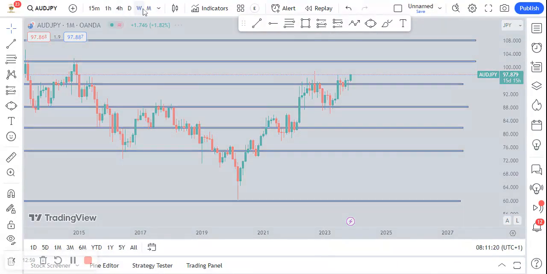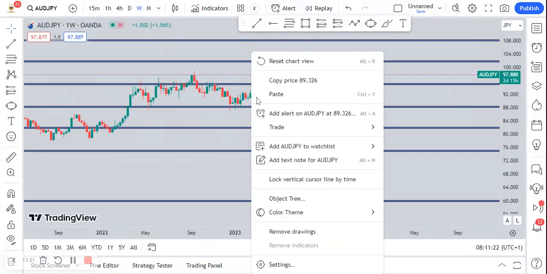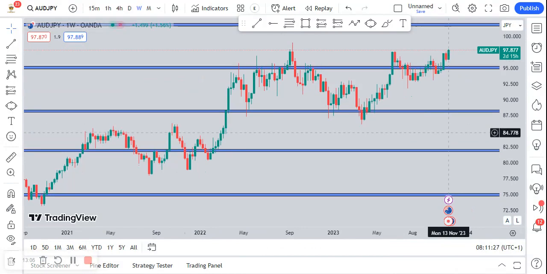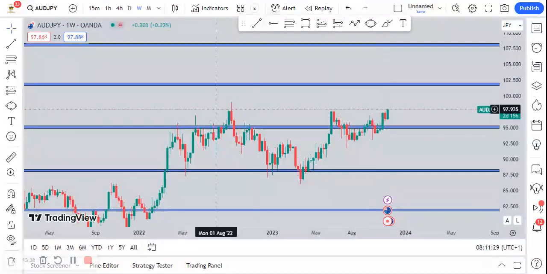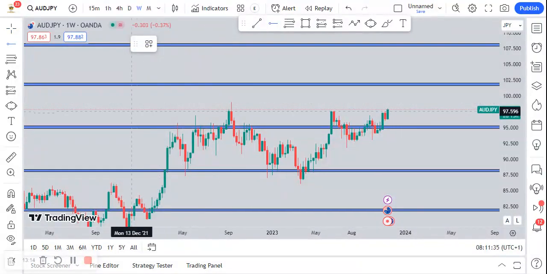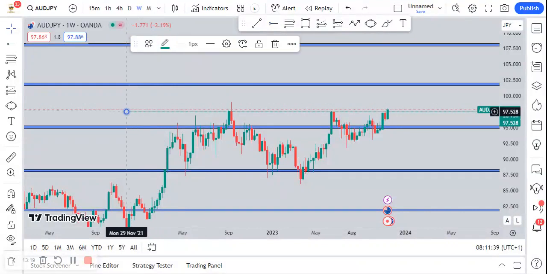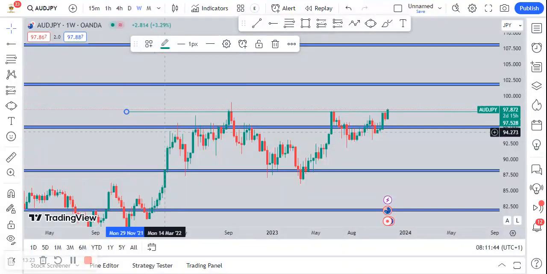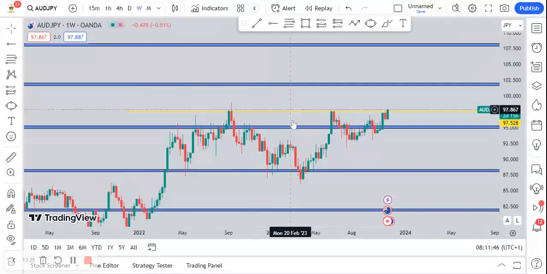Going down to my weekly time frame, here on the weekly, the market has been failing to break this zone. So this is not a valid zone. I normally use my yellow line to identify this kind of stuff. So key level, yes. This yellow zone is a resistance.